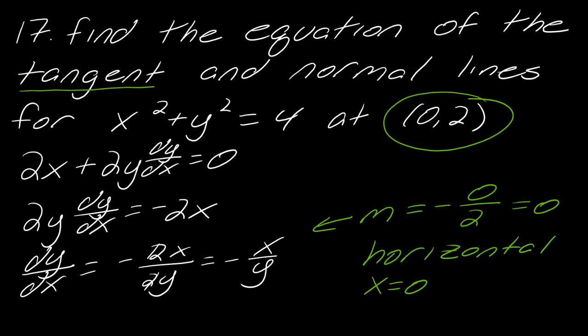Okay, so now I have to think about what about the normal line? So what makes a line normal to a tangent line? It's got to be perpendicular. So what lines are perpendicular to horizontal lines? Vertical lines, right? And so how would I find the vertical line from this equation? Well, it would literally just be the y coordinate. So the normal would just be y equals 2.